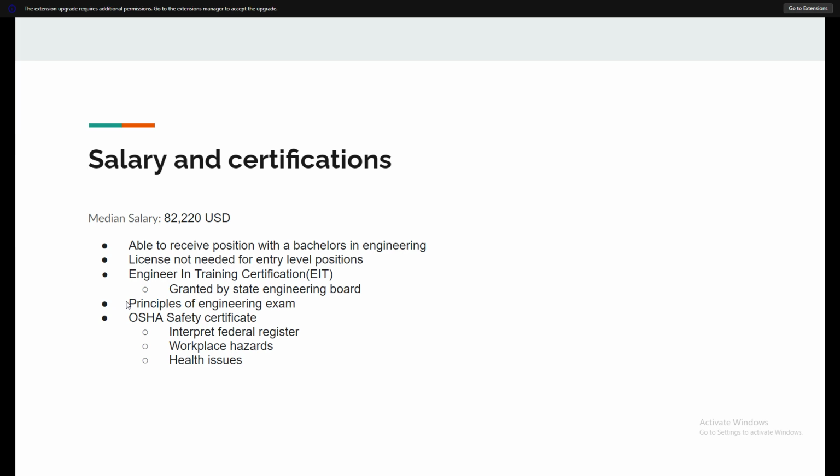Another one is the Principles of Engineering exam, and an example of a certificate that you can obtain in engineering is the OSHA safety certificate, and basically it's a 40-hour course where they teach you how to interpret the Federal Register, workplace hazards, and certain health issues that might come with a job.